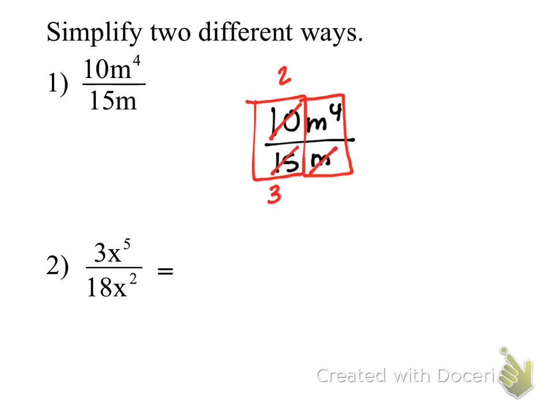M divided by M is what? 1. And when I divide 1 m out of m to the 4th, what am I left with? M to the 3rd. And then we multiply straight across. The numerator is 2 times m to the 3rd, which is 2m to the 3rd, and the denominator is 3. All right, I'd like you to pause the recording and do the next one.